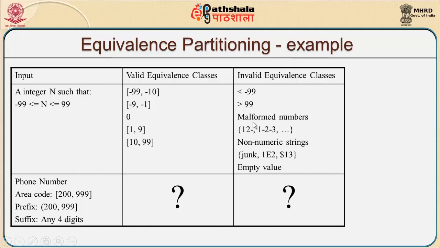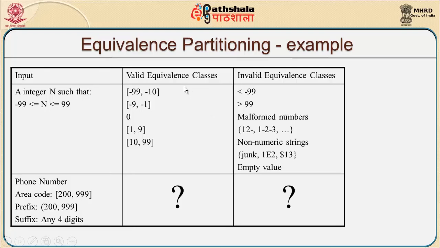So these become more of the boundary values, and there can be malfunctioning values also. Supposing that I mention a number which is 12 minus, instead of minus 12 I mention it as 12 minus, that becomes a malfunction, and I mention a number separated by hyphens, 1 hyphen 2 hyphen 3, which is also a malfunction. Likewise, for non-numeric strings I have a value called junk, I have an exponent, I have a dollar symbol associated, and I give an empty value, which are not acceptable. So these values become invalid, and this also needs to be tested.